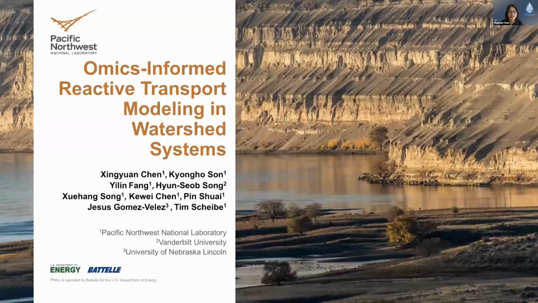My name is Xingyuan Chen. I am a research scientist here at PNNL. My daily work is simulating the hydrologic and biogeochemical processes across watershed systems. I also do a lot of model data integration, where we apply statistical methods, including machine learning, to improve our predictive models.